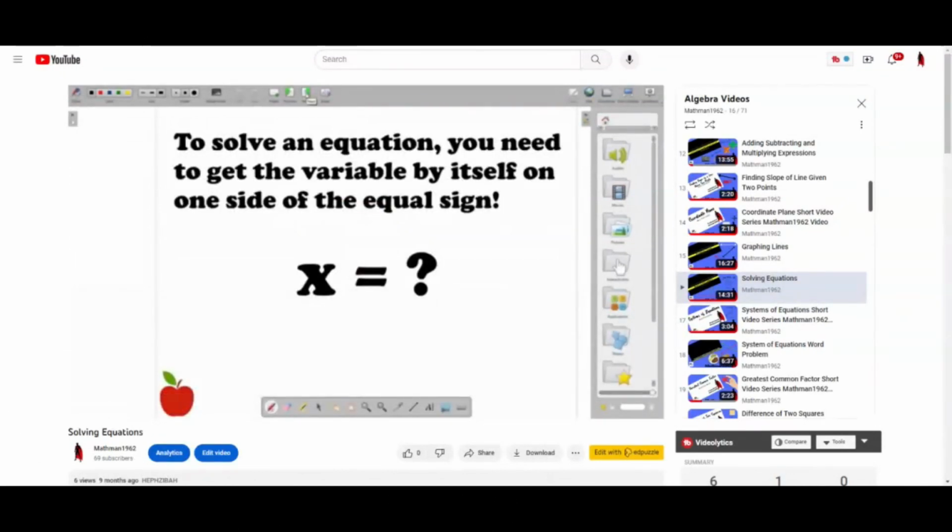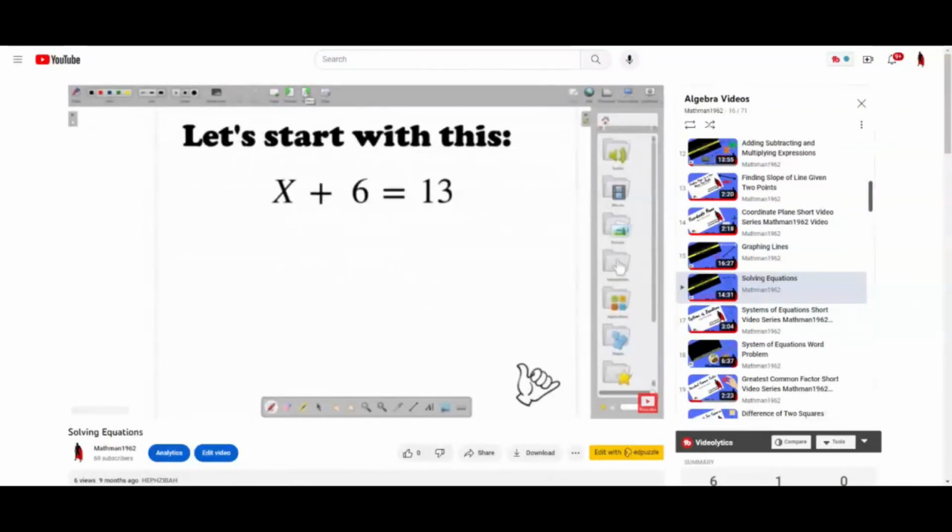The concept that you need to understand about solving equations is that the whole process is to try to get the variable by itself on one side of the equal sign and some constant on the other side of the equal sign. That's the process. That's what we're going to be working on doing.